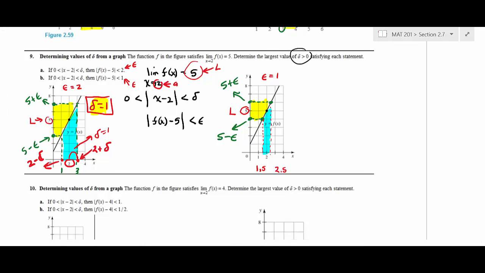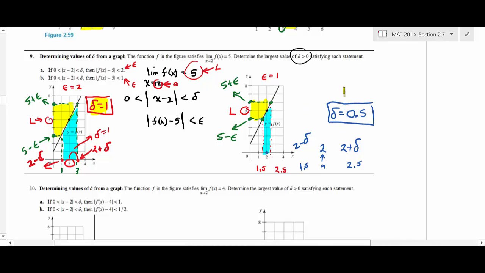Okay, so what that means then is your value of A is 2, so that you basically have A is 2, and then you have 2 plus delta, and that's 2.5, and then you have 2 minus delta, which is 1.5, so that means that delta is going to be half a unit, so we have that as our final answer. Okay, so that's how that works out.